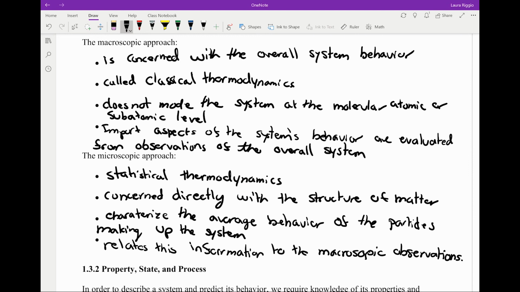In our next lecture, we're going to go over what is a property, what's a state, and what is a process.